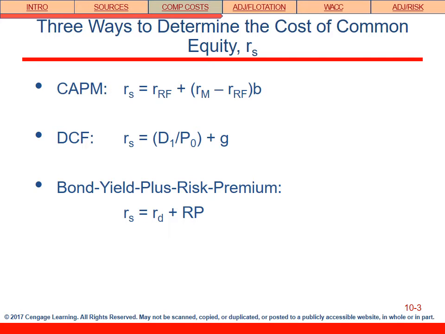And finally, there's the bond yield plus risk premium approach. This one is super simple, where we take the firm's before tax cost of debt and we add to it a risk premium. But the risk premium in this approach is not the same risk premium as in the CAPM. The risk premium in the bond yield plus risk premium approach is going to range anywhere between 3 and 5%. Most of the time, you're just going to use the midpoint, which is 4%.